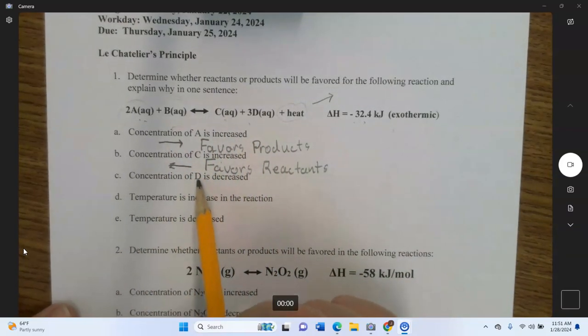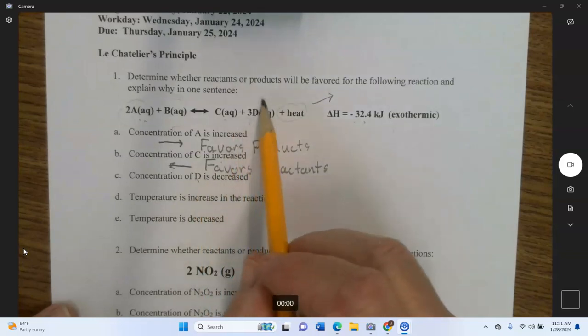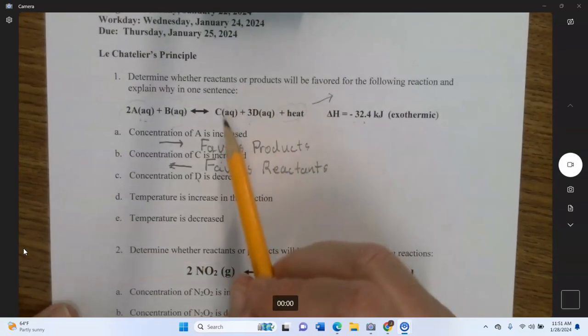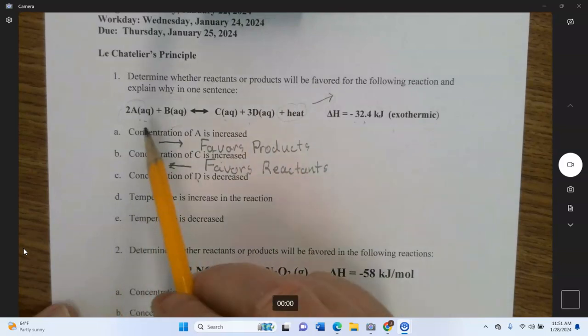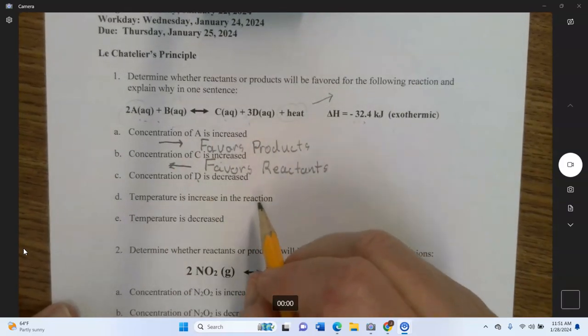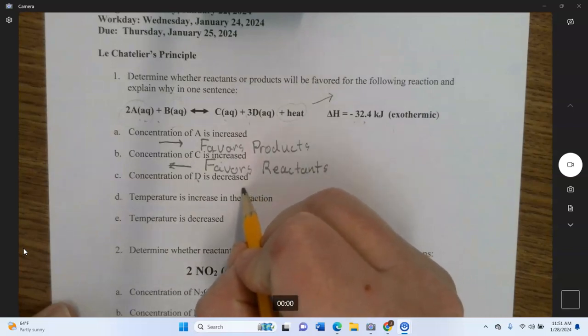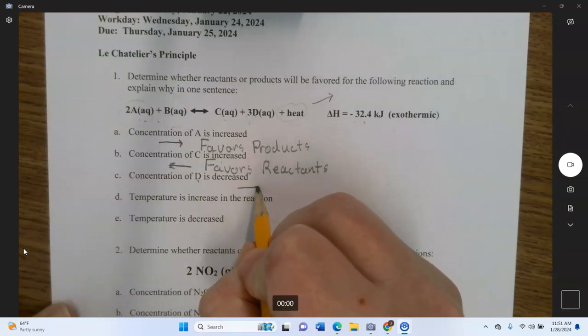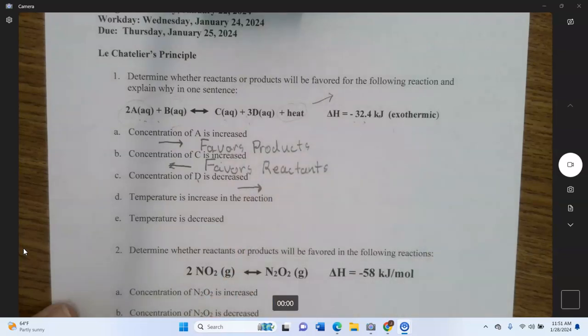Okay, concentration of D is decreased on this side, so it makes this room over here less crowded. You've taken some of the D out. That means that people want to move to the less crowded room. So from this point on, I'm just going to draw arrows. So that's going to favor the products. You should write the words favor products though.